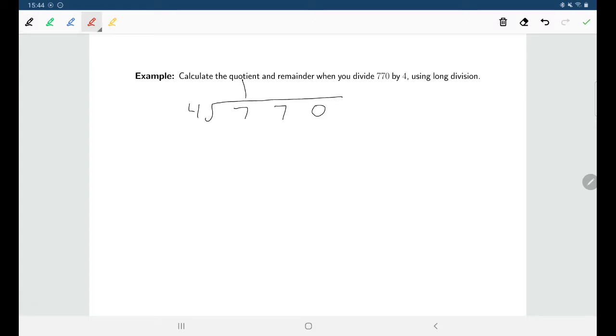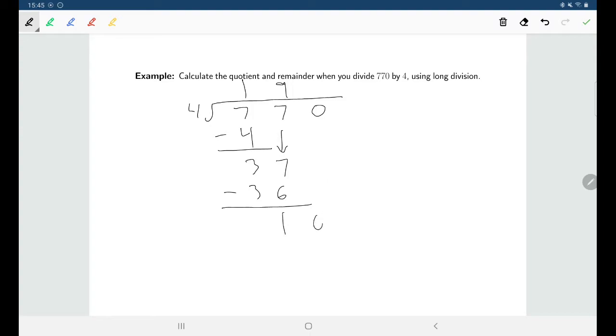Then the next step that we do is to multiply. We multiply 1 times 4. That gives us 4. We subtract. 7 minus 4 is 3. And then we bring down the next digit. We bring down the 7. And then we just repeat our process. How many times does 4 go into 37? It goes in 9 times. We multiply. We multiply 9 times 4. 9 times 4 is 36. Then we subtract.